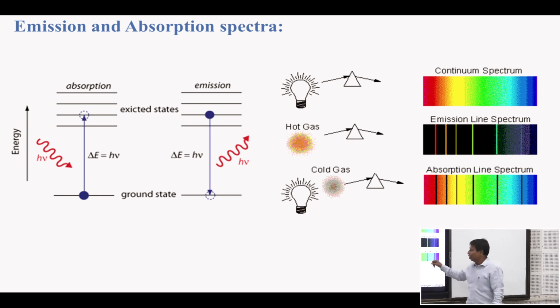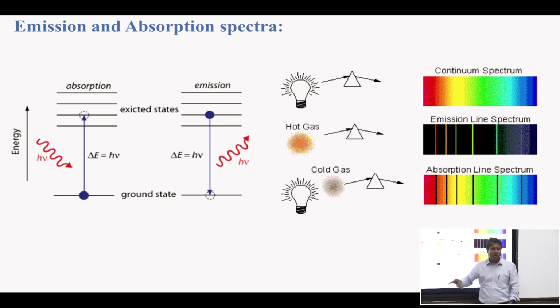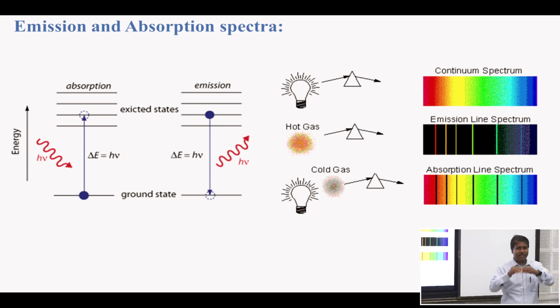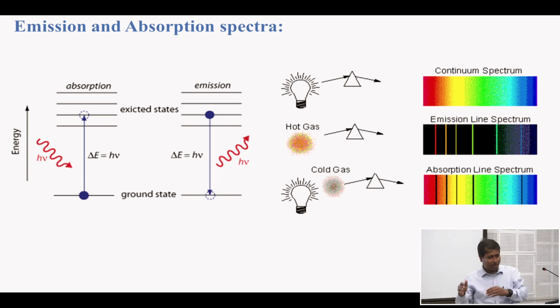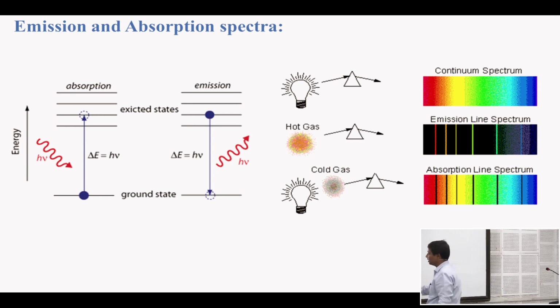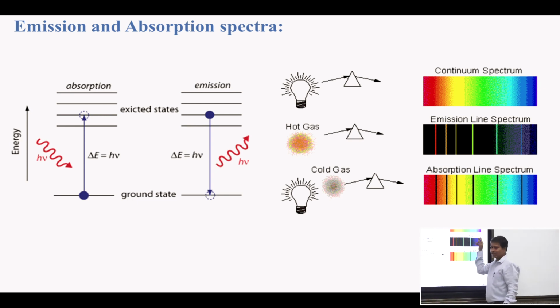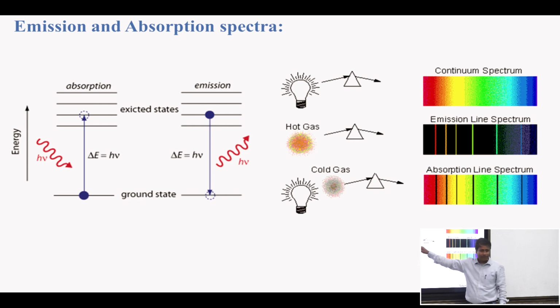Okay. Now, what happens if you have hot gas? Hot gas means excited gas. Whenever something is in the excited state, it doesn't remain in the excited state forever. It has to come down. Coming back means it will give some radiation, and that is what it is giving. So on a black screen you get some lines, and these are the wavelengths it has emitted. This is called the emission spectrum. This is called the absorption spectrum.